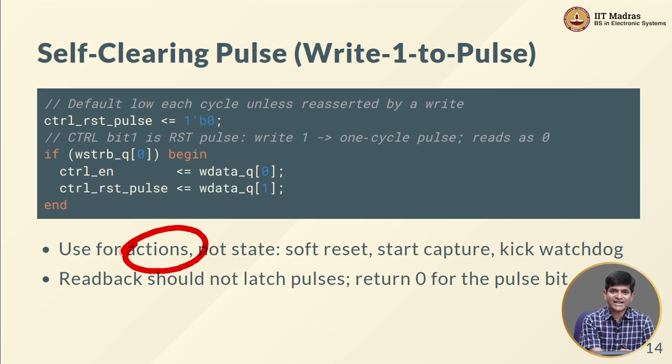It is used for what are called actions. I just want a very specific reset action. Enable on the other hand is not an action, it is a state of the system. Is the counter enabled? That is part of the state of the system, right. So, that cannot be a pulsed signal. What we typically use it for is this kind of soft reset, that is a software control reset, or for starting certain kind of capture, or for a watchdog timer, because watchdog timers also work in this way. I typically need to at regular intervals go and, as I say, kick the watchdog, right, and what that means is just write 1 to a particular location.